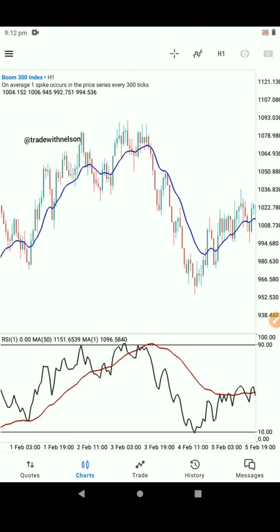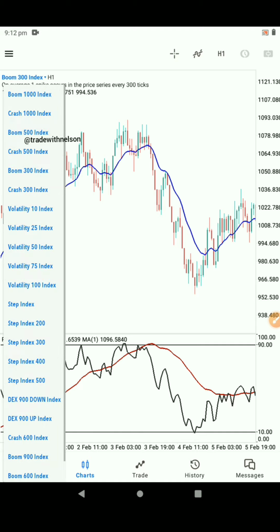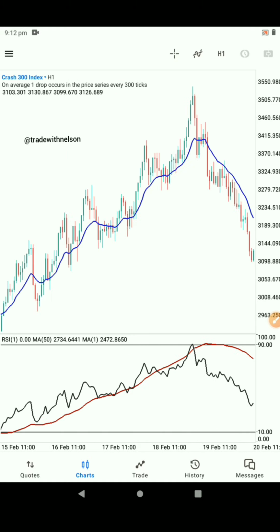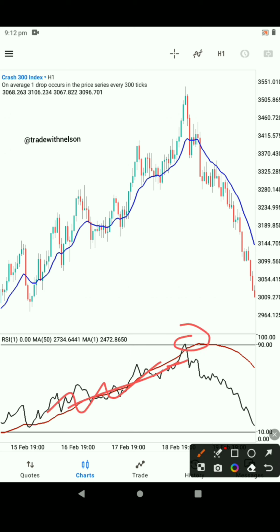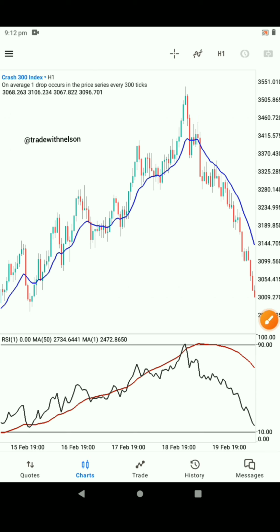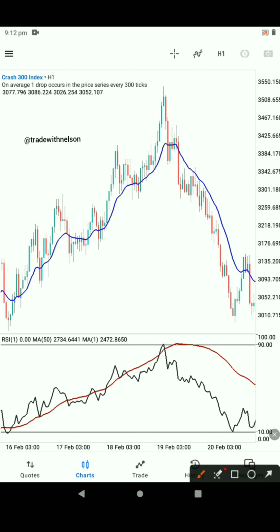So let me go to the Crash market and also show you how you can use it on Crash 300. The rules that you follow are the same thing all over again. So you see over here, the black and the red moving average enter into the overbought level, which will be at this point. Then we wait for the red to also enter that level. So once we have that over here, then we wait patiently for the moving average to cross the candles.